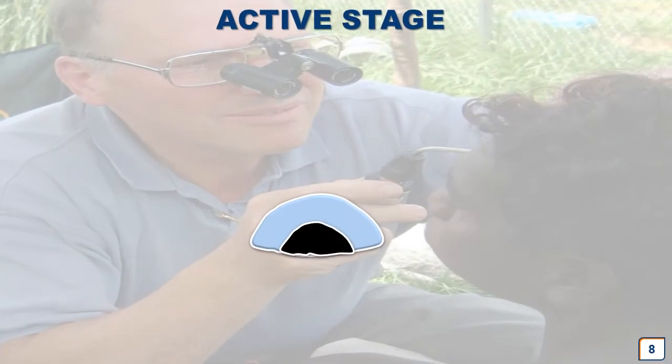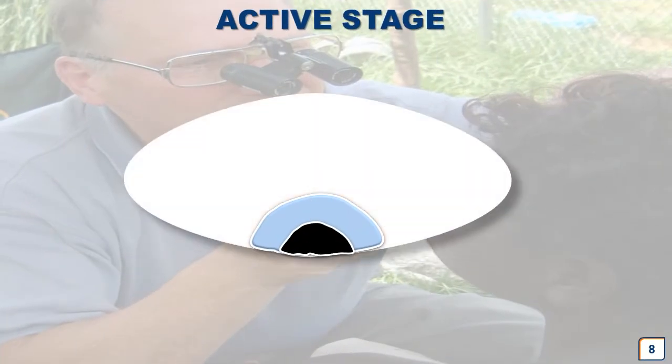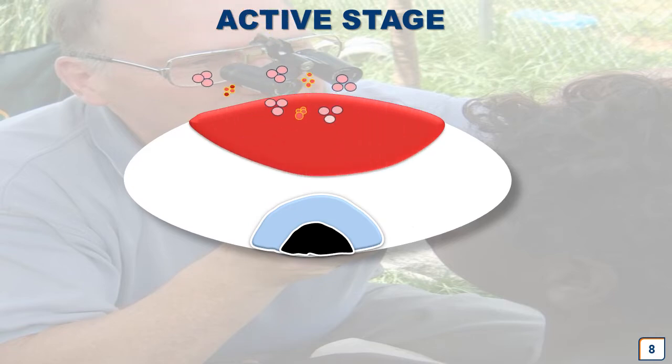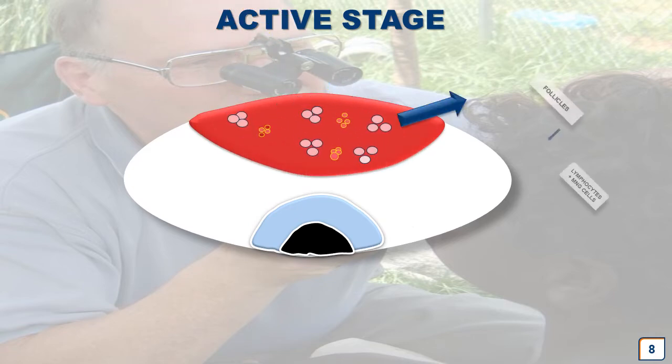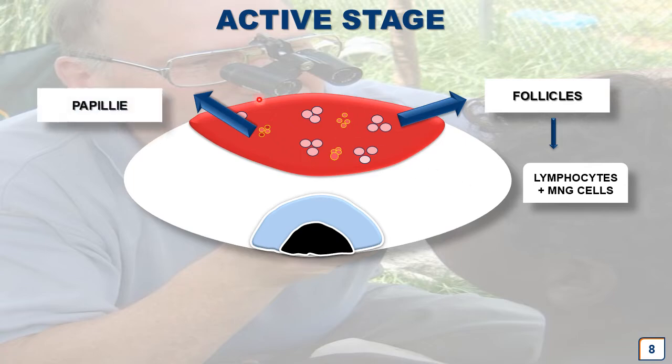The active stage. So this is the first stage in which you will observe the active involvement. In this active involvement, you will observe the papillae. So what are the papillae? They are the hypertrophied epithelium of conjunctiva.